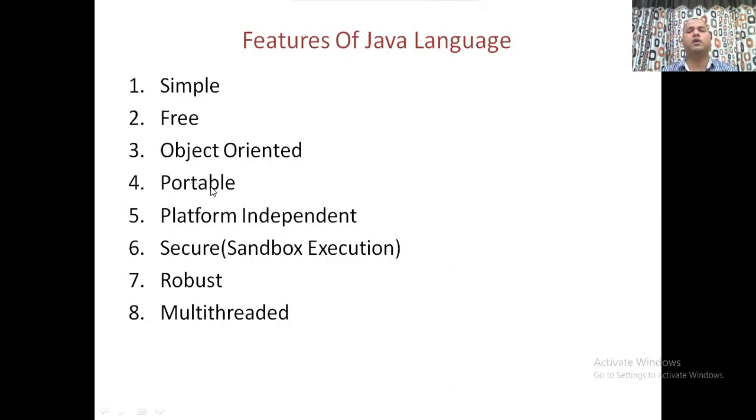Next part, portable. Now, as far as portability is concerned, see, Java is considered to be an architecture neutral language. Now, what is the meaning of it? I'll give you a small example. मैं एक छोटा सा example देता हूँ तुम लोगों को इसके बारे में.